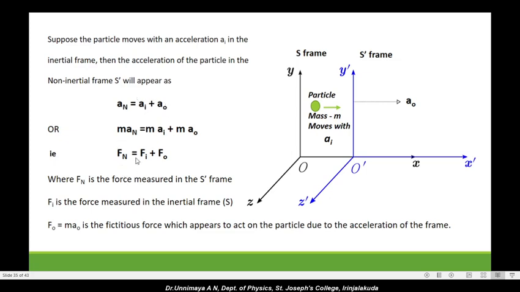Then Fn will be equal to Fi plus Fo, where Fi is the force measured in the inertial frame and Fo is the fictitious force.